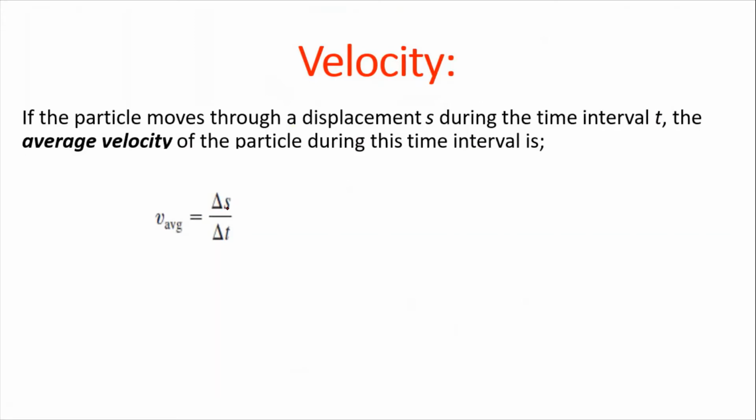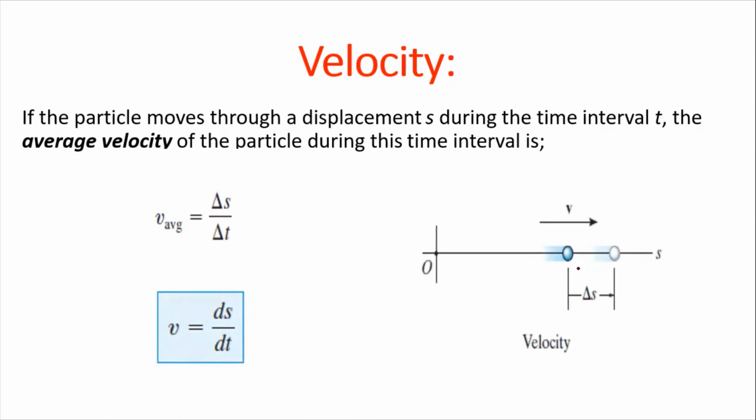Velocity is equal to delta S over delta T, and we can also write that as the difference in S divided by the difference in T. So I can also write that V equals dS over dT, the change in displacement divided by the change in time. And if you see this diagram, if a particle is moving with some velocity and its position is changing, what does it mean? This is called velocity.